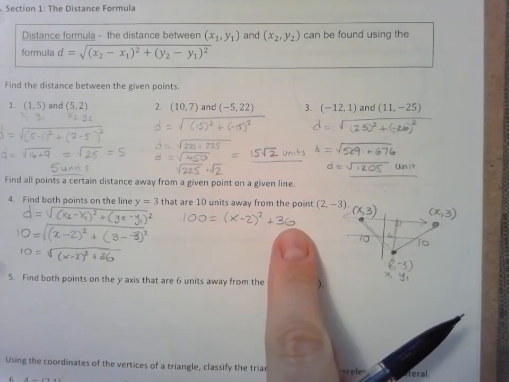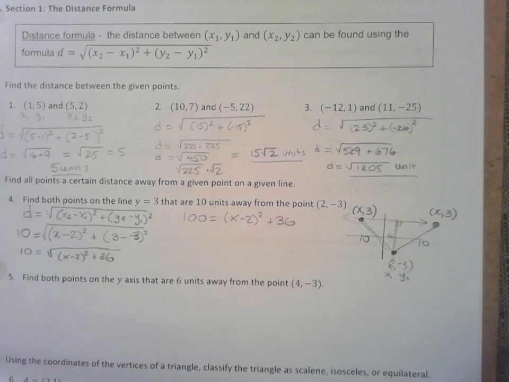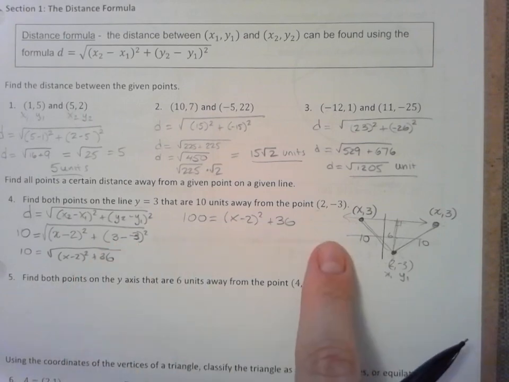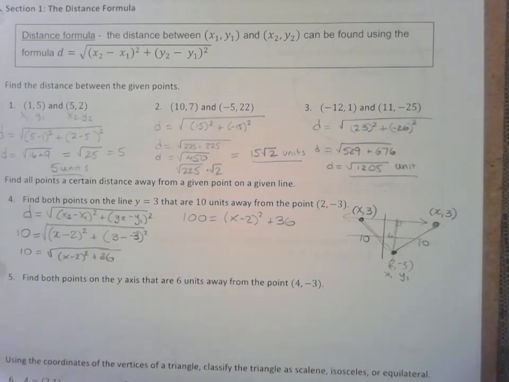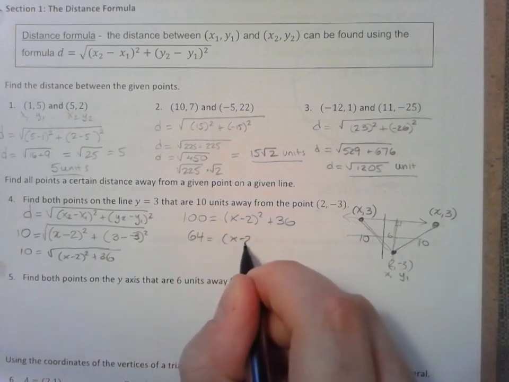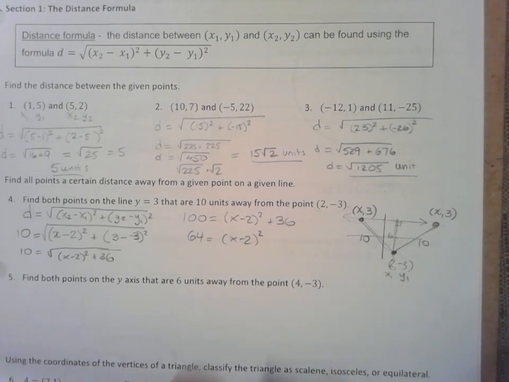Next, because there's addition, I want to move that to the other side because I always reverse the order of operations. I started with parentheses when I was evaluating, but parentheses is the last thing I undo when I solve. Let's subtract 36. And let's square root both sides. I can't subtract the 2 unless I get rid of the squared first.